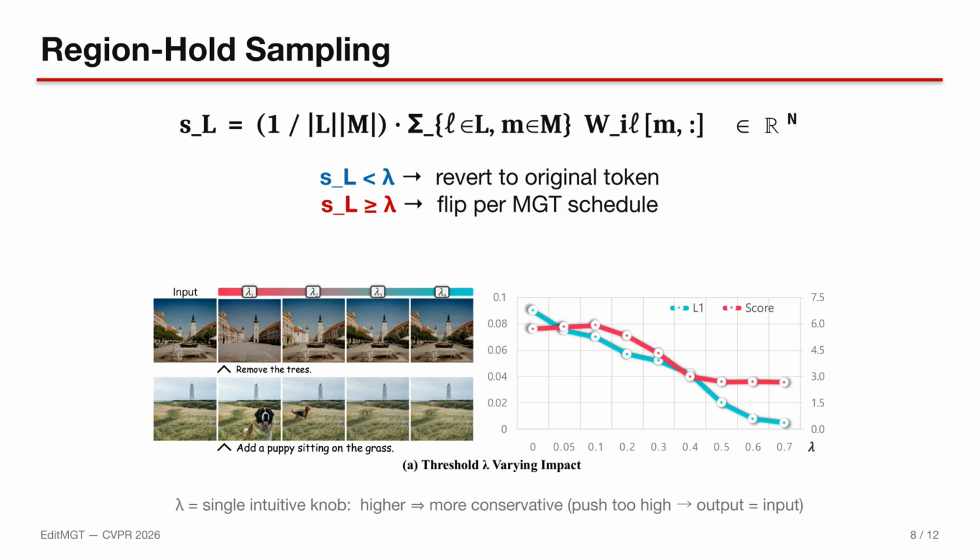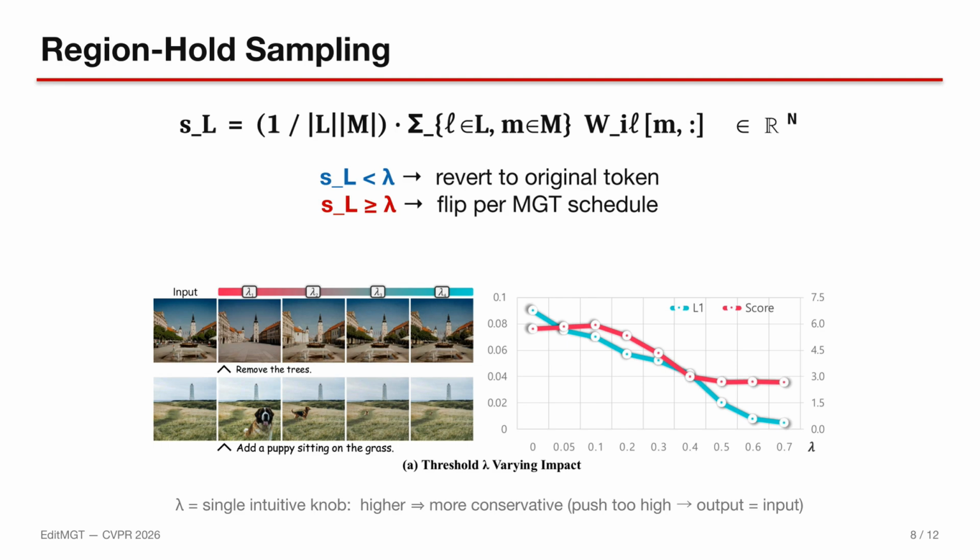The inference trick, region hold sampling. From the consolidated attention, we compute a localization score S_L per token. Tokens below threshold lambda revert to the original. Tokens above flip per MGT schedule. This keeps editing strictly inside the relevant region. Lambda is the single intuitive knob.